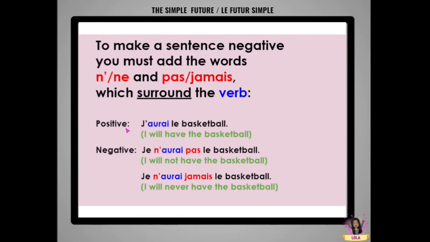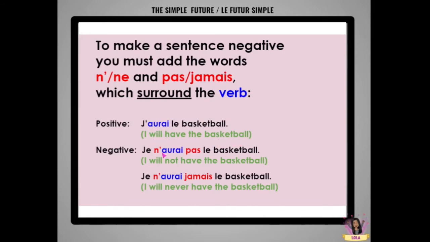So here's some examples. In the positive, we know it's like j'aurai. AUR is an irregular verb. It comes from the verb avoir, which means to have. Okay, so j'aurai le basketball. I will have the basketball.